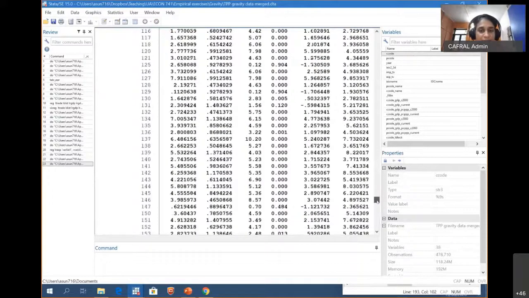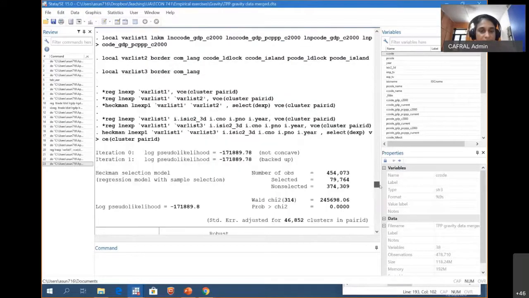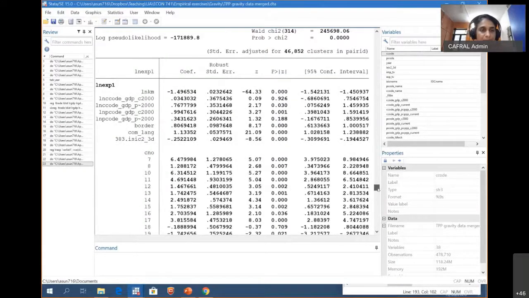But again, once I just mentioned that, oh, here we have the estimate. So here is the Heckman result. Okay, and if you look at the coefficient on log kilometers, what you will find is it's now much lower, right? So -1.49, much lower than what we were finding earlier. The good news is border and common language still seem to be relevant. They're still positive and significant, but the coefficient on kilometers has come down quite a bit, which means that if you hadn't accounted for selection, you might have been overestimating the importance of distance in your model. Okay, so this is why it is quite important to run a selection model.